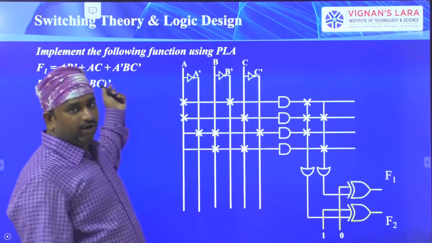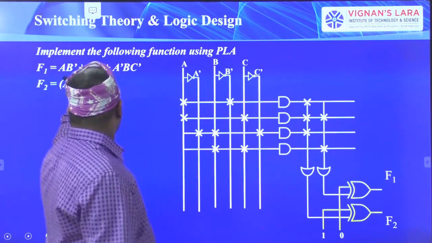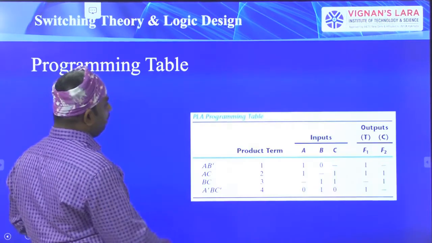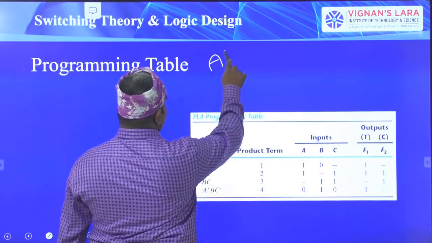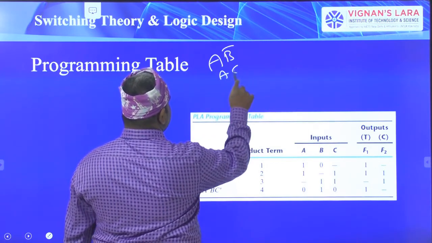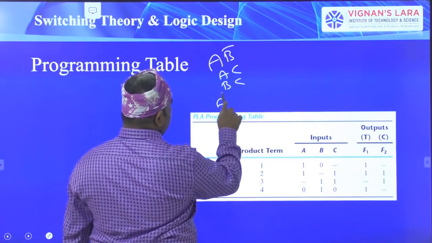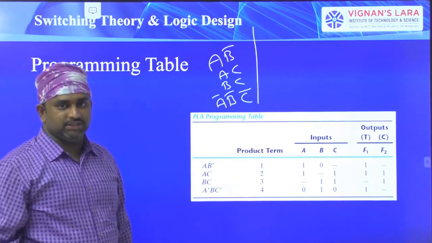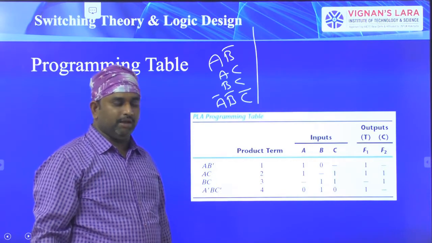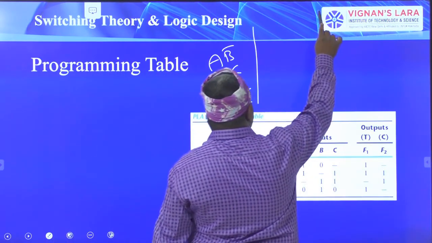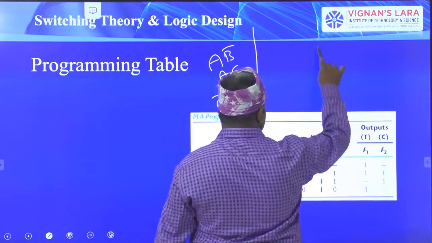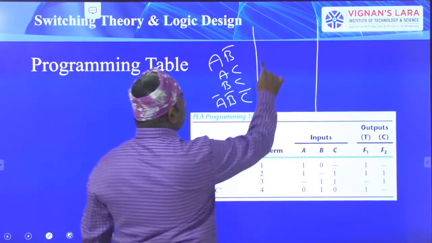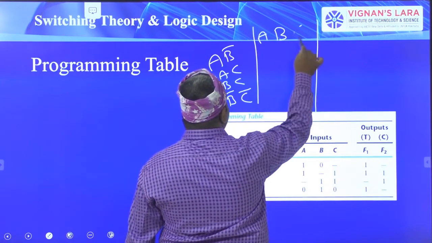So see here, F1, F2. Now from F1 we have AB bar plus AC plus ABC bar, that you have to write down here. First AB bar, next AC, next BC, next A bar B bar C bar. So these are the product terms. This is the first part of the programming table. Next coming to the second column. In the second column, you have to write down all the possible inputs A, B, C.